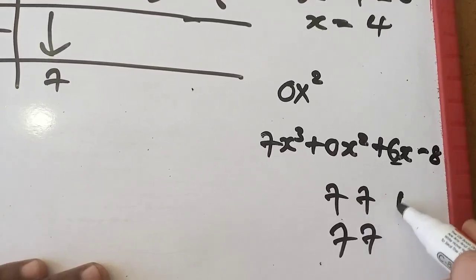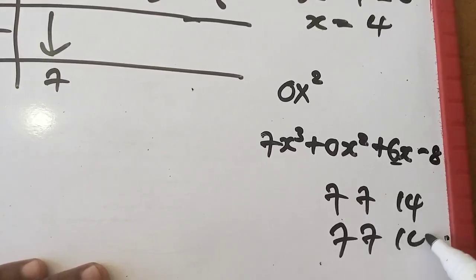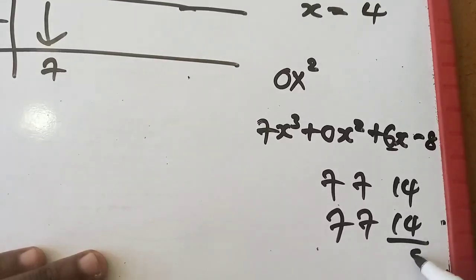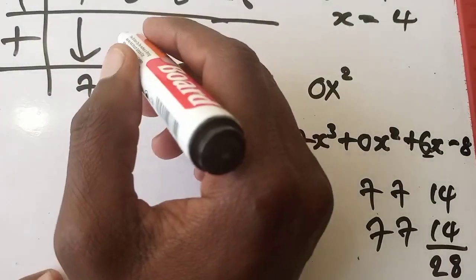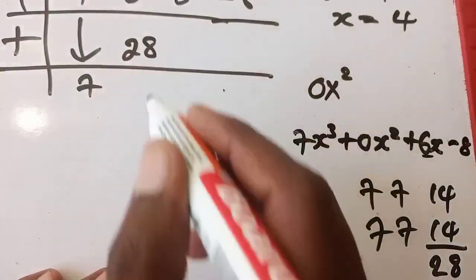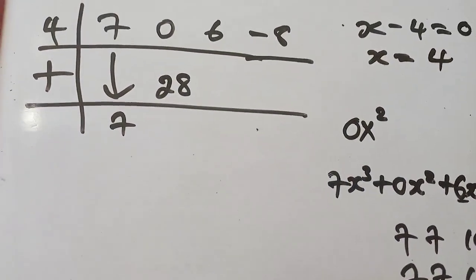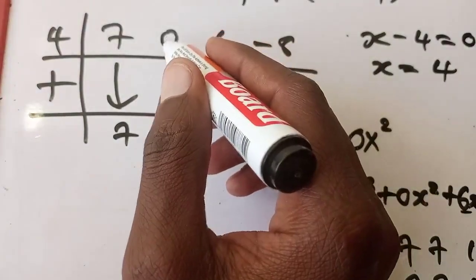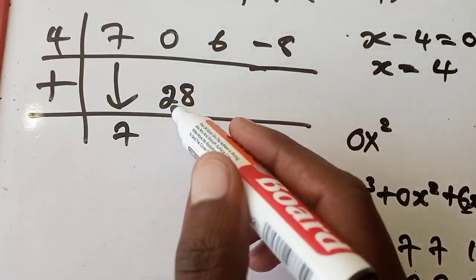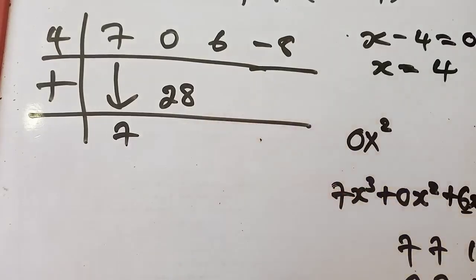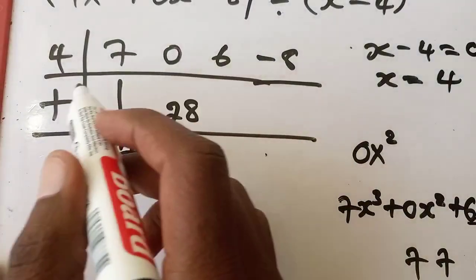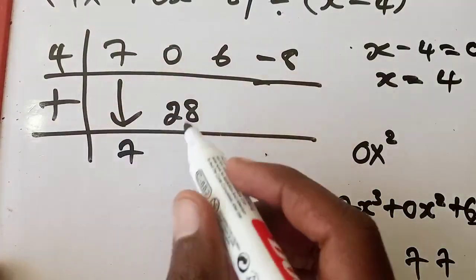7 plus 7 is 14, and 14 plus 14 is 28. So here you have 28, 7 times 4 is 28. So what is 0 plus 28? 0 plus 28 is 28, like that.